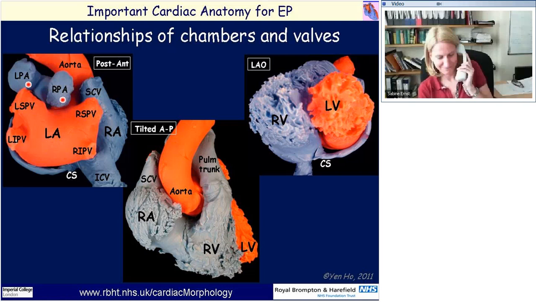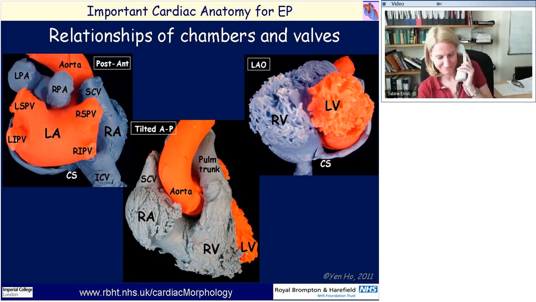Also note the relationship between the pulmonary arteries, the right pulmonary artery and the left pulmonary artery, to the top of the left atrial chamber. The right superior and right inferior pulmonary veins pass to the back of the right atrium to get to the lungs. Specifically, the right superior pulmonary vein passes rightward between the junction of the right superior caval vein and the right atrium.